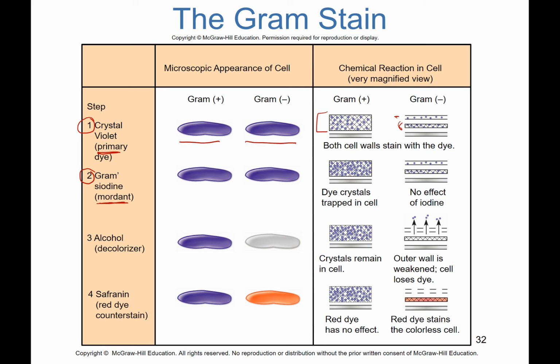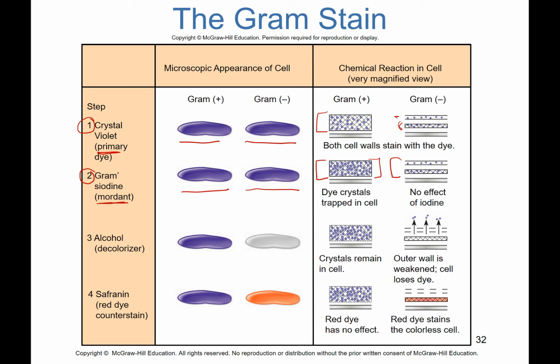If we were to look at the cells after applying that mordant under a microscope, they would still both look purple. We've not done anything really to them yet. However, in the cell itself, or in the cell wall, that mordant has caused those dye crystals to be trapped in that peptidoglycan layer. They can't go anywhere. Essentially, we've locked them into place. In that gram-negative, that iodine has absolutely no effect on the crystal violet in that cell wall and cell membrane. So it's not locking that purple into place like it did over here in the gram-positive.